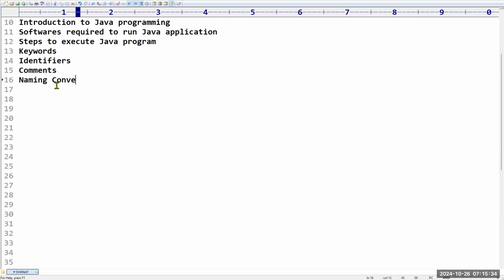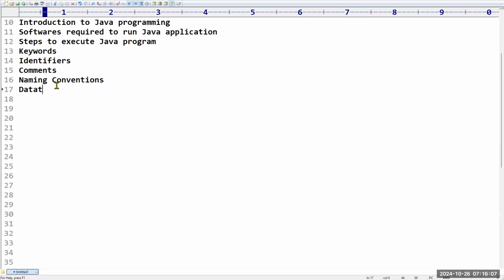Next, naming conventions. In the sense that we are not going to take names directly; there are certain rules and regulations. For example, if I want to define any variable name, we should not take names on our own. We have certain rules and regulations, and based on those only we are going to define. What are such rules and regulations?